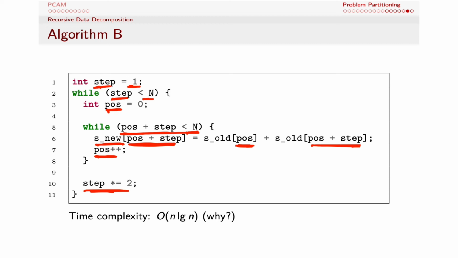Again, compared to algorithm A, we want to think about the time complexity here. Turns out that this is order n log n. I would, again, encourage you to maybe stop the video right now and look through this and convince yourself that that's actually the time complexity that we've got here, and answer the question of why.